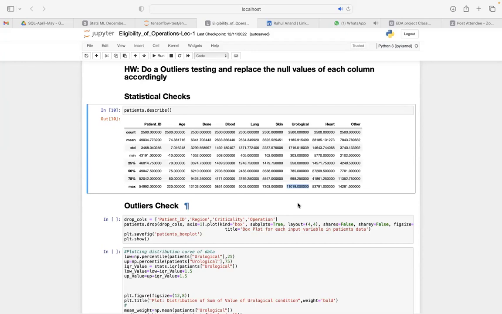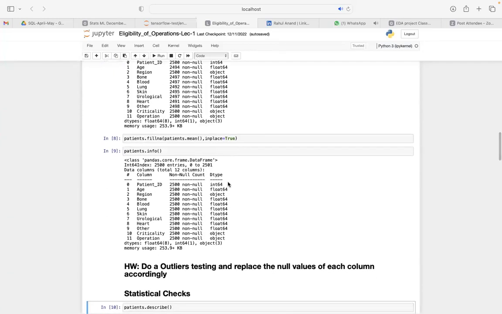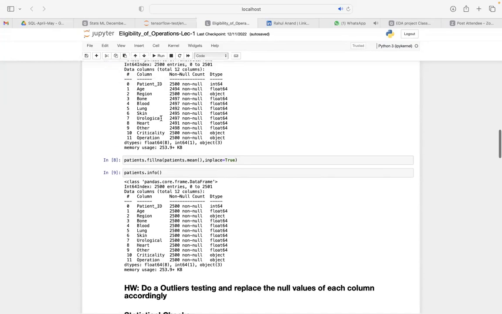Exactly. So what we have done here is replace the null values of the entire patient data set with the mean, which can be misleading, not in all cases, but in some. One such case would be urological. Here in urological, there are 3 rows missing. Even if there were 30 rows missing, it doesn't matter.